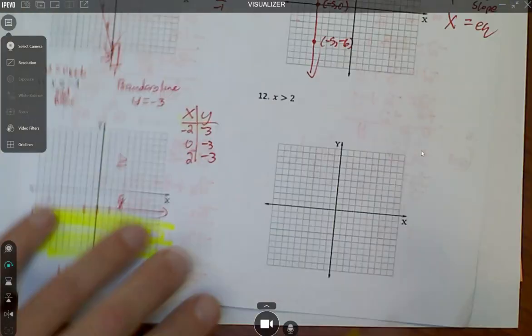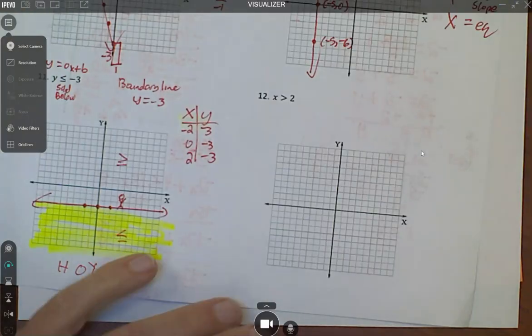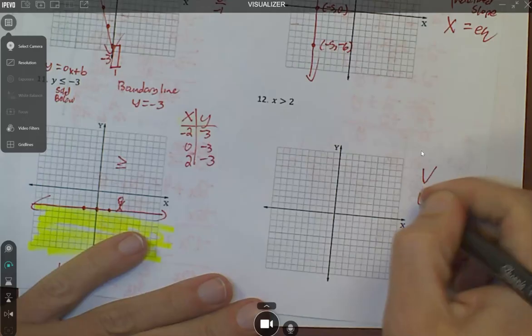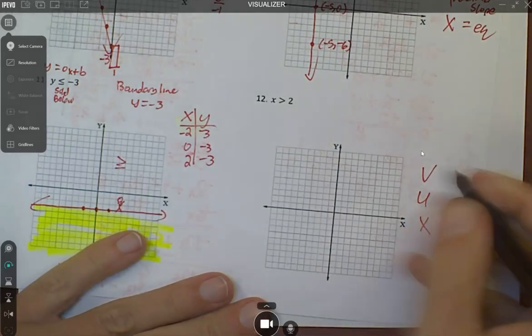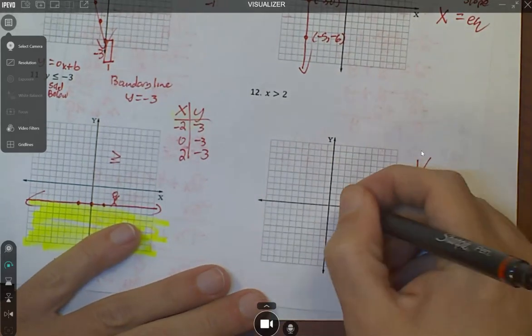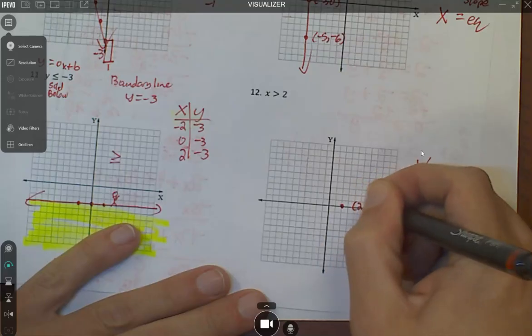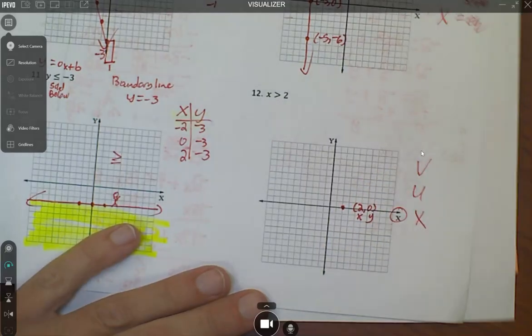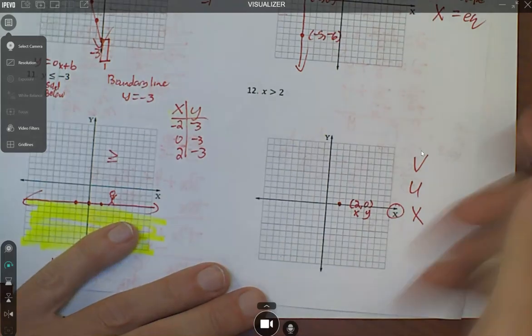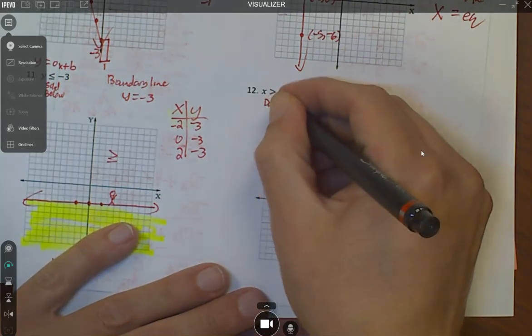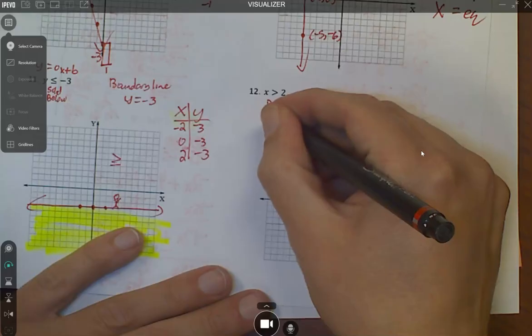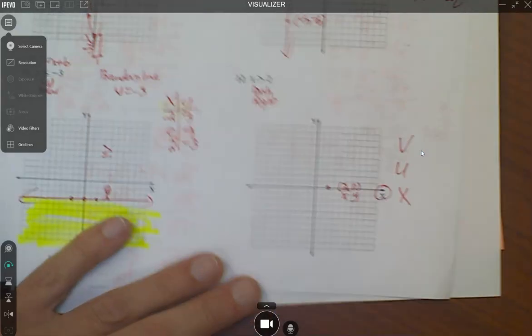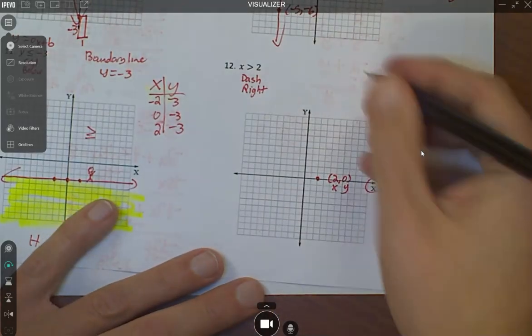Okay, so the second you see x is greater than 2, it's a vertical line where it hits the x-axis. It has an x-intercept at 2, 0. X-intercept is where y is 0. Okay, and this means dash. And greater than for this kind would be dash right. So I'm going to go dash.